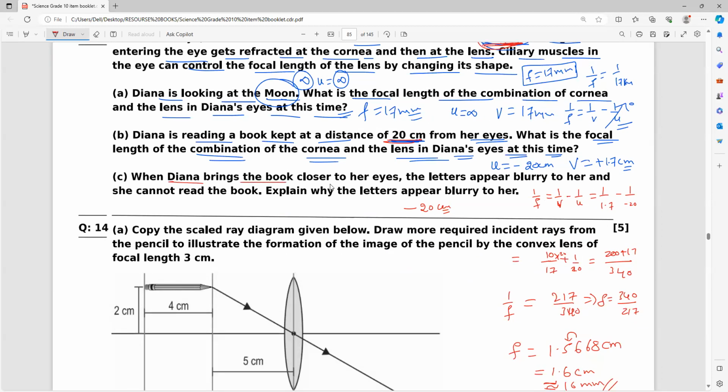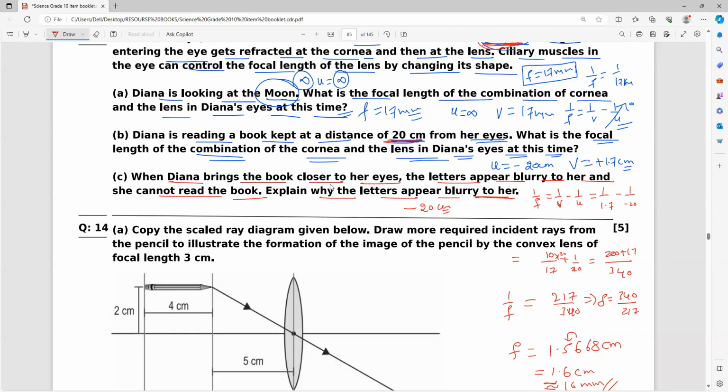When Diana brings the book closer to her eyes, the letters appear blurry to her and she cannot read the book. Explain why the letters appear blurry to her. What is the reason?